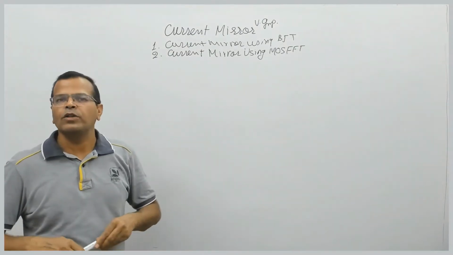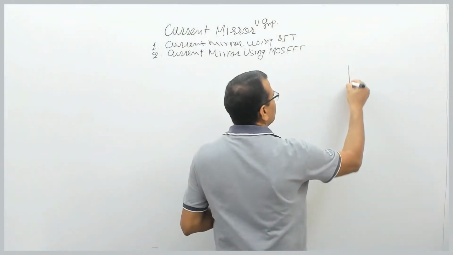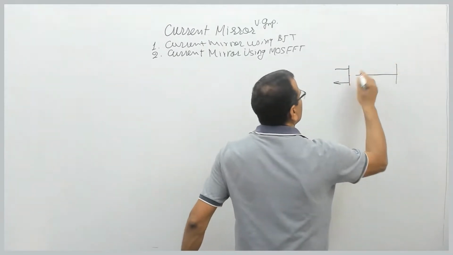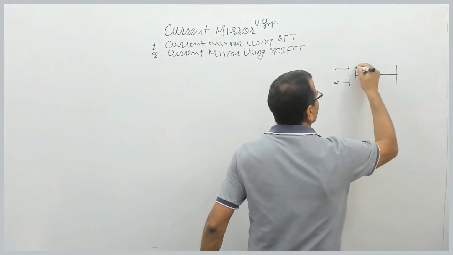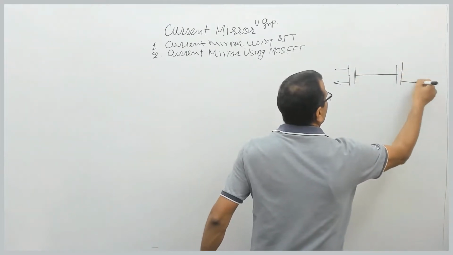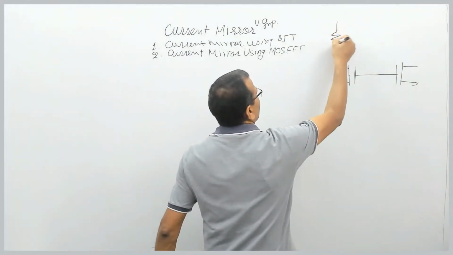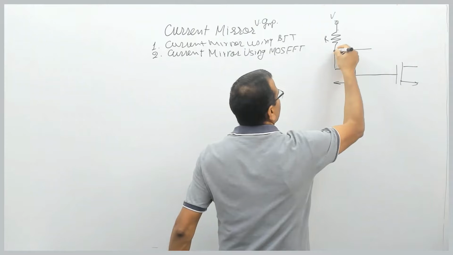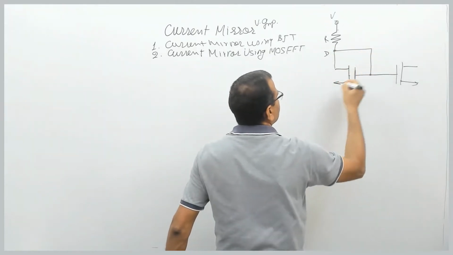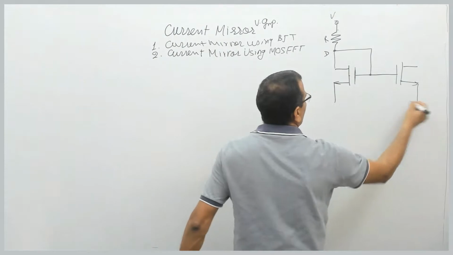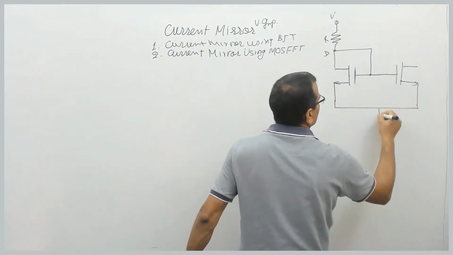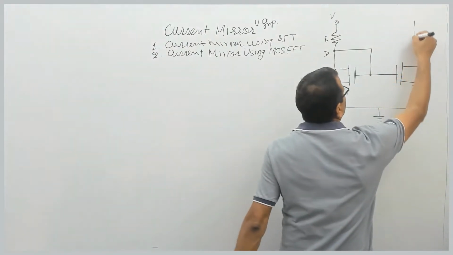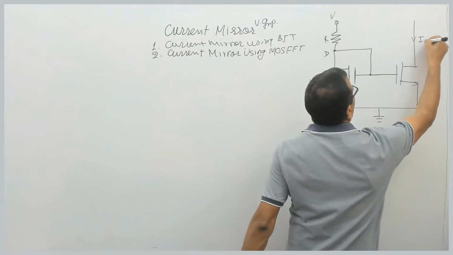The current mirror using MOSFET is exactly similar to the current mirror circuit using a BJT. We have two MOSFETs here, just like BJT. Like this, we have a voltage source here. This is resistance R. The drain terminal of this is shorted with the gate terminal. We have short circuited source terminals which are grounded. Fine. And this is the drain current of Q2.